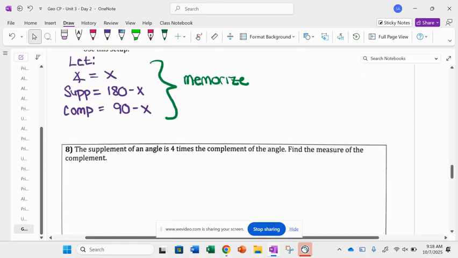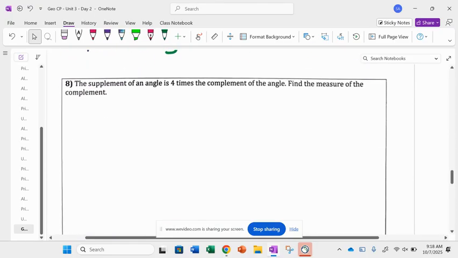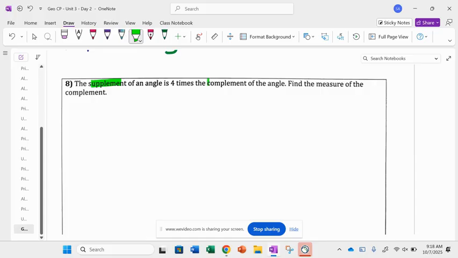All right, so let's see how we use this. It says the supplement of an angle is 4 times the complement of an angle. Find the measure of the complement. Do you all see how it says supplement and complement in the same word problem? So we're not drawing any diagram at all. No right angle, no straight angle. We're going to make that very specific let statement.